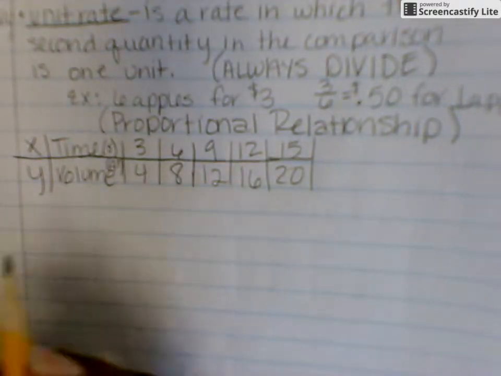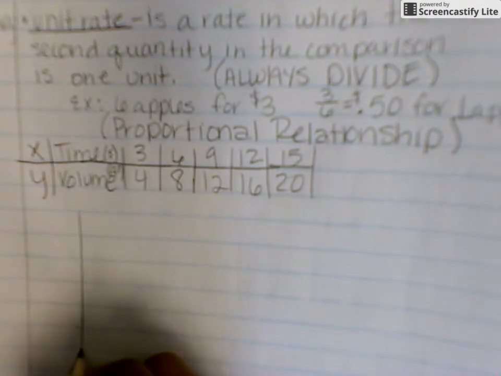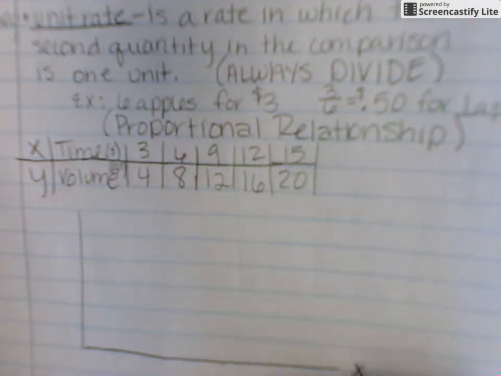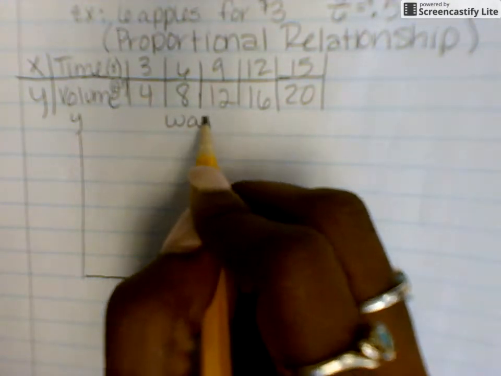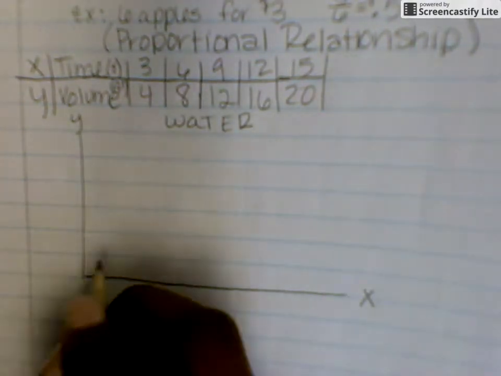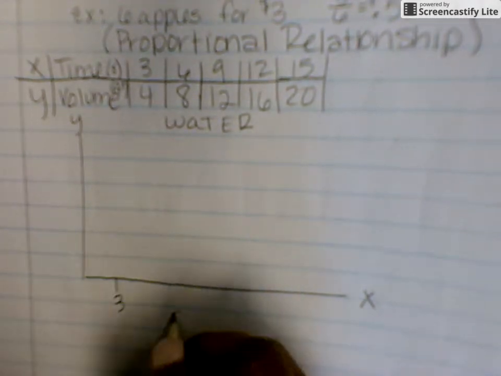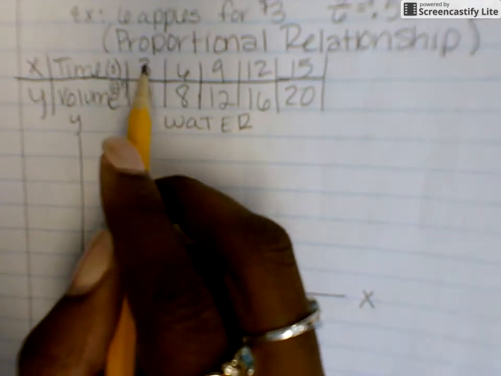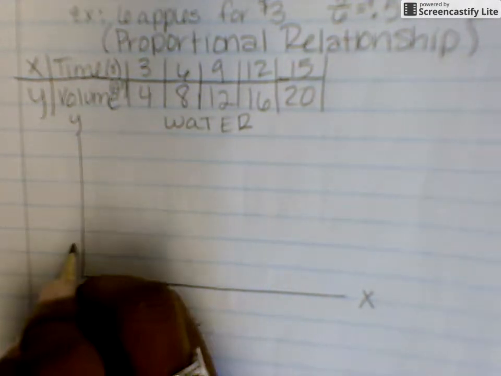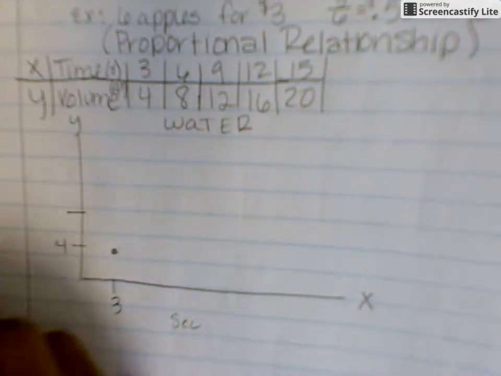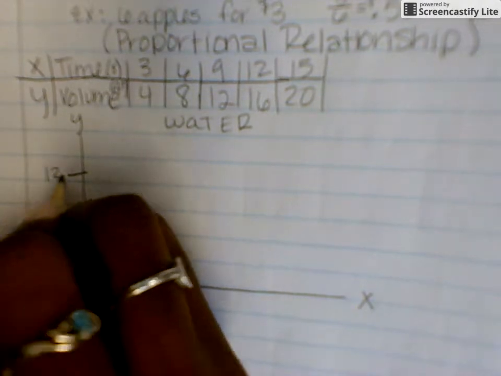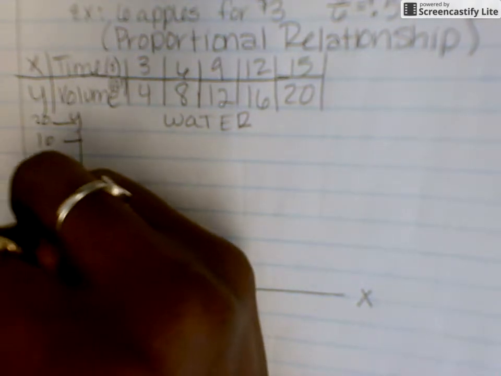We're going to make a graph. Unit rate is often tested in a graph form. So let's make a graph. You have your x-axis and your y-axis. Okay? So let's say that the title of this graph is water. Let's say in 3 seconds, so this is seconds. In 3 seconds, what's the volume? It's 4. Okay? 8, 12, 16, 20. So we'll say that this whole side is going to be volume.